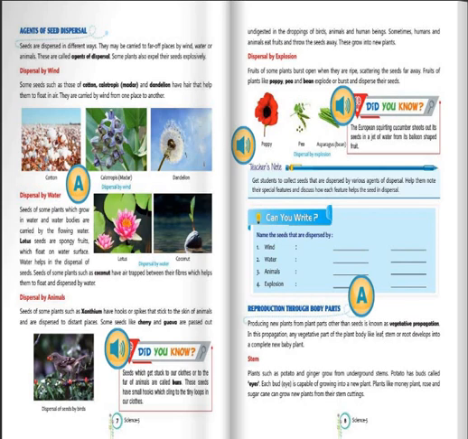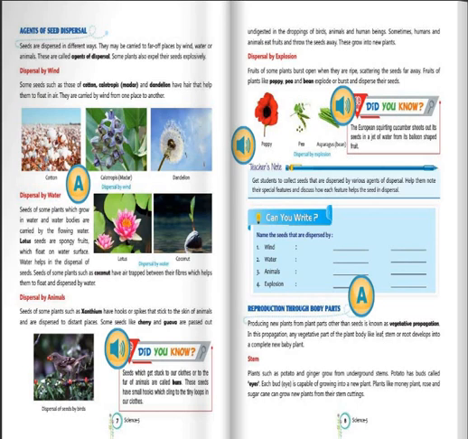Now dispersal by water. Seeds of some plants, especially of lotus and coconut, are spongy, or have some air filled in them, which helps them to float on water. So for example, let's take lotus and coconut. Their seeds float on water, and when the water flows, these seeds are carried from one place to another.